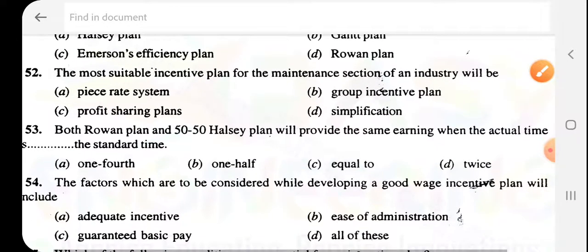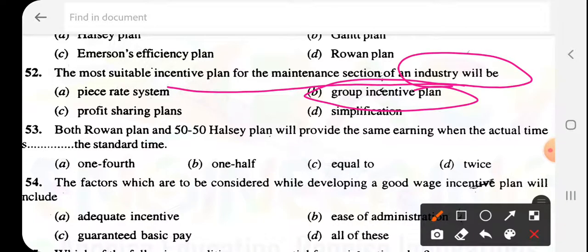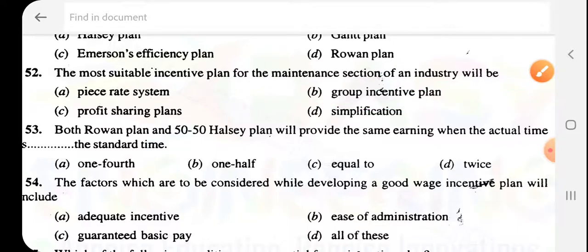The most suitable incentive plan for the maintenance section of an industry will be... So that is 52, B, group incentive plan. So this is the incentive plan for the maintenance section of an industry, that is the group incentive plan. So that will be mainly important.